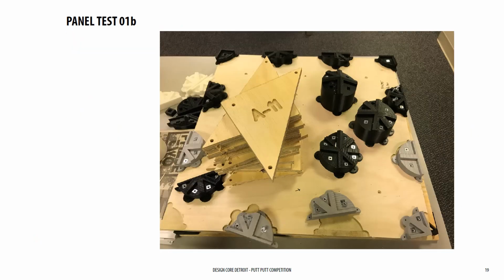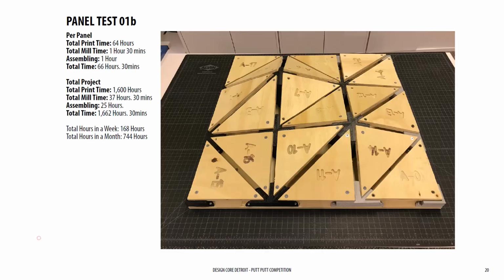So this was us assembling our first mock-up. And of course, anytime you do one of your first prototypes and mock-ups, it takes a while. Looking at the hours that went into assembling this thing, it took a long time, and the biggest one was the 3D printing. It took us 66 hours just to get this panel printed, and 64 of those hours was just the print time.